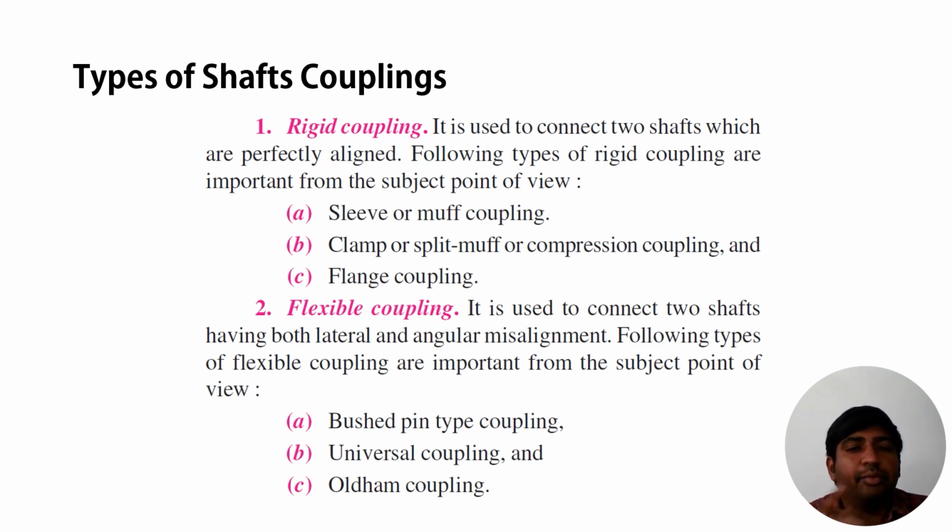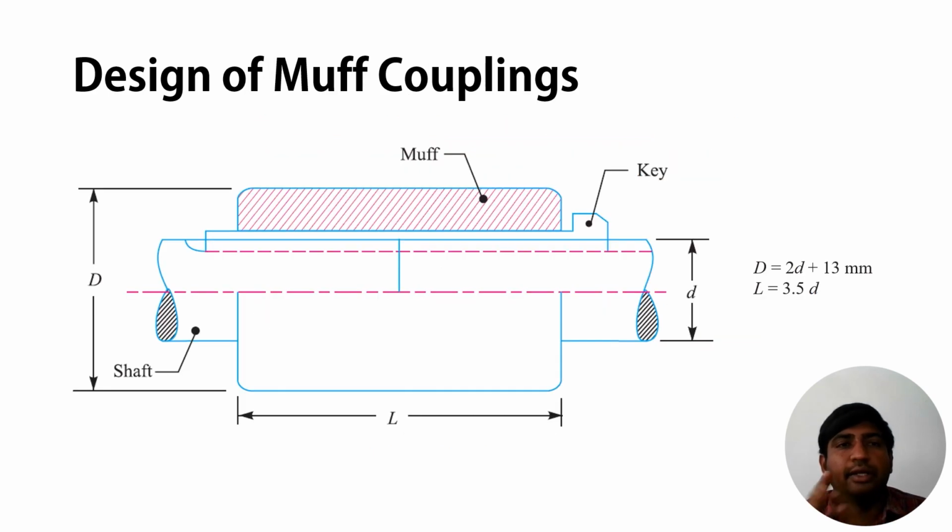In flexible coupling, we also have three types. One is the bush pin type coupling, another one is the universal coupling, and another one is the Oldham coupling. The Oldham coupling is a special coupling. The entire design procedure is available in the data book, on a page number which I will update in the description. Okay, so let's move on to the design of muff coupling.